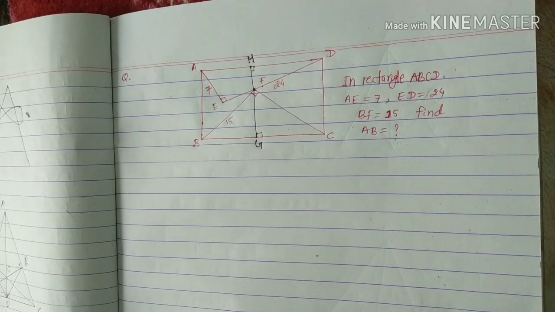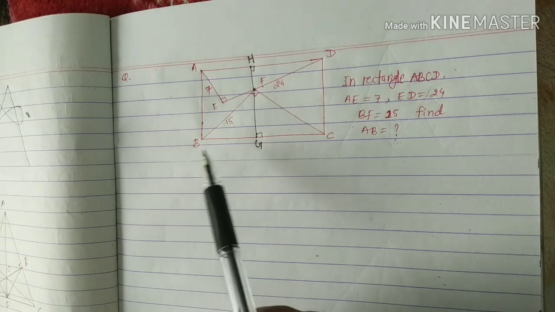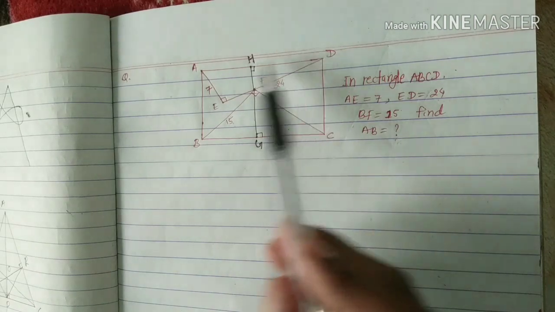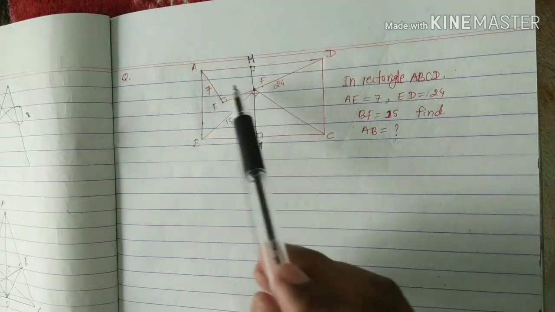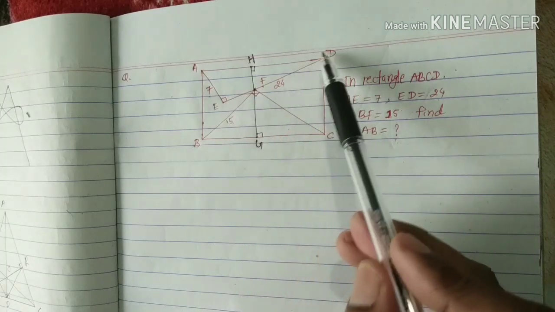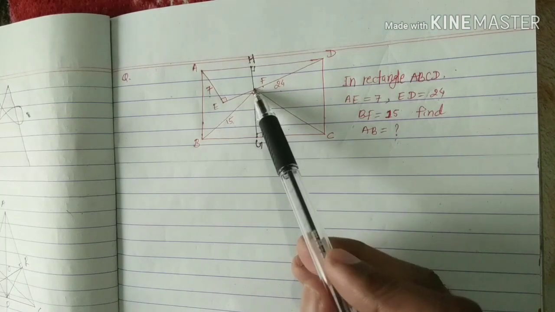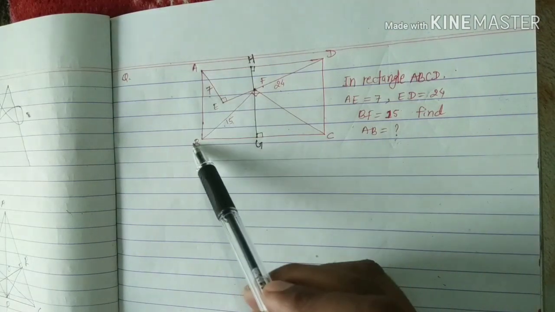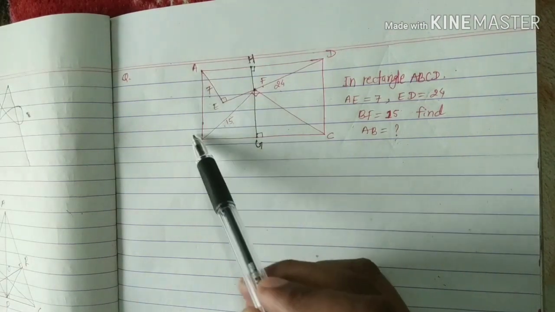Today I came here to teach you one very interesting question. As you can see here, ABCD is a rectangle in which the side AE is given as 7, the side ED is given as 24, and the side BF is given as 15, and it is asked to find the length of AB. So how can we find the length of AB?